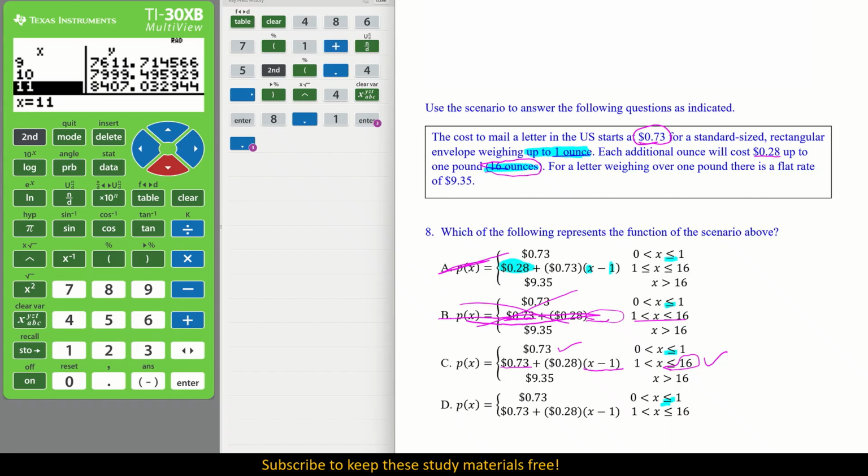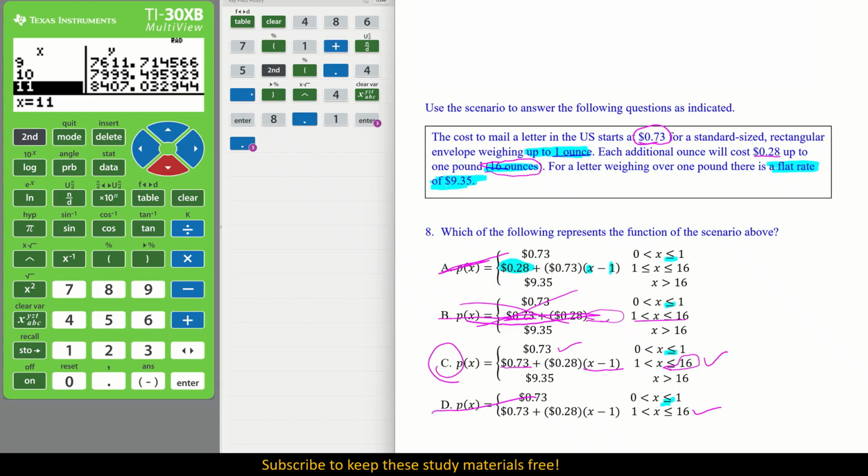Let's go to D. Well, it kind of looks like D also satisfies it. But D is lacking one major thing. It does not talk about the flat rate past 16. The flat rate, it doesn't include it. And that's where it breaks down for me on D. So we have to go with C and mark out D.